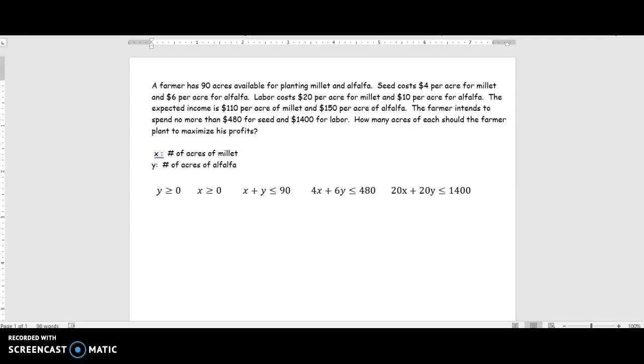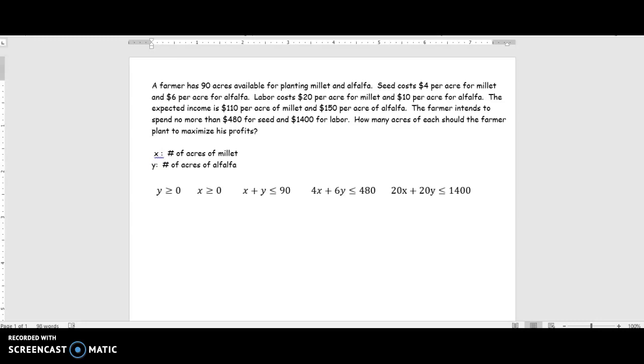It says a farmer has 90 acres available for planting millet and alfalfa. Seeds cost $4 per acre for millet and $6 per acre for alfalfa. Labor is $20 per acre for millet, $10 per acre for alfalfa. Income is 110 for the millet per acre, 150 for the alfalfa per acre. Farmer doesn't want to spend any more than 480 on seed and 1,400 on labor, so we want to maximize his profits. So the first thing we'll do is set up some constraints.